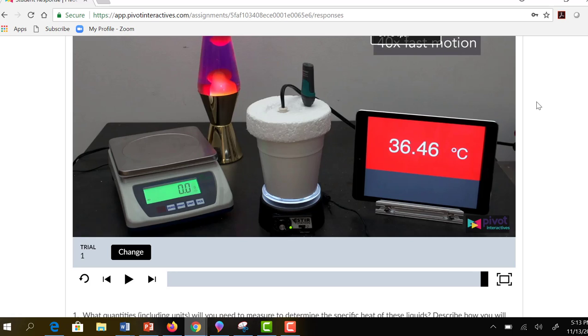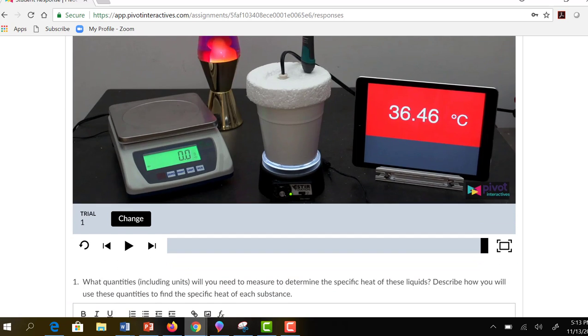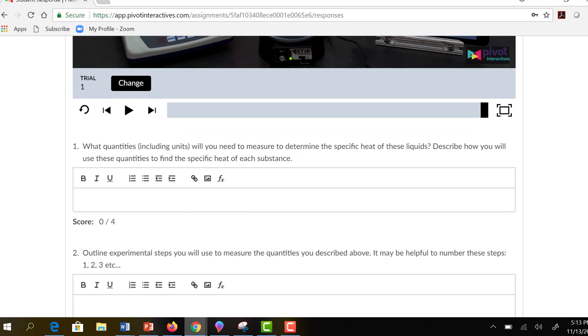Okay, so you saw how I got the mass, and then once the actual top heater part goes in, you can start the clock from that point and figure out how long it takes to reach your final temperature. Okay, you'll have to go through that for all 6. So, answer these questions. What quantities, including units, so make sure you include the units you're going to use, will you need to measure to determine the specific heat? And then describe how you use these quantities to find the specific heat.